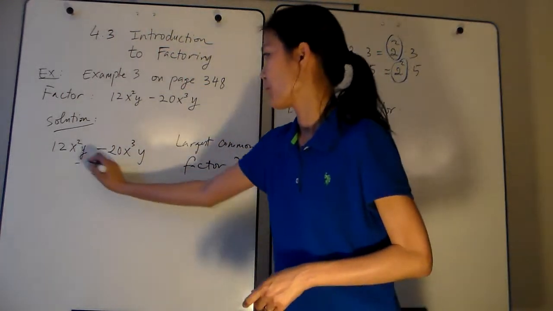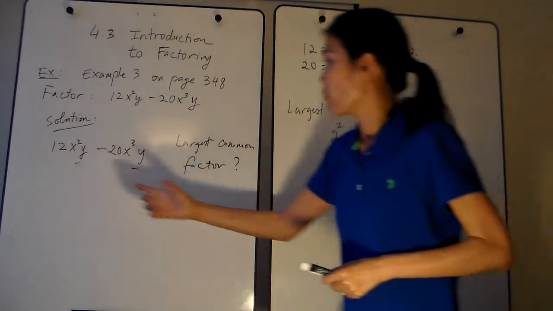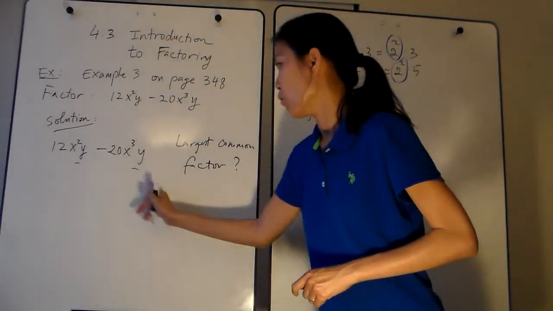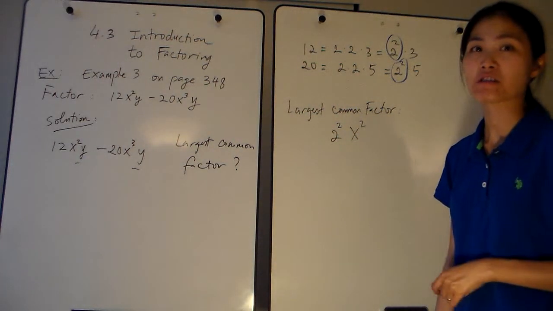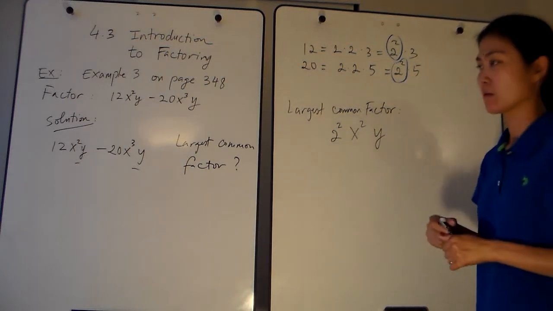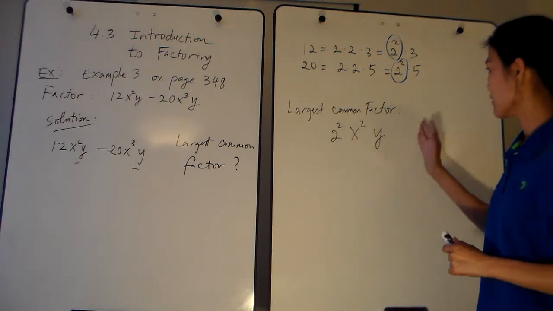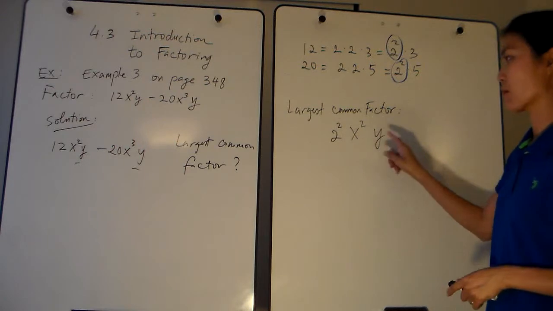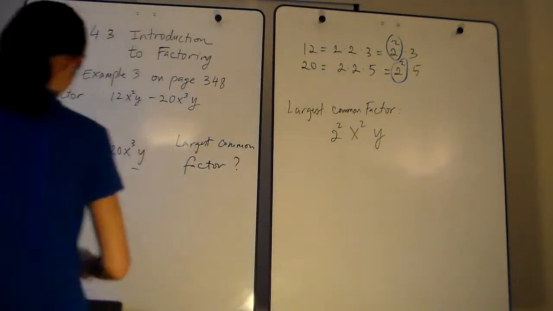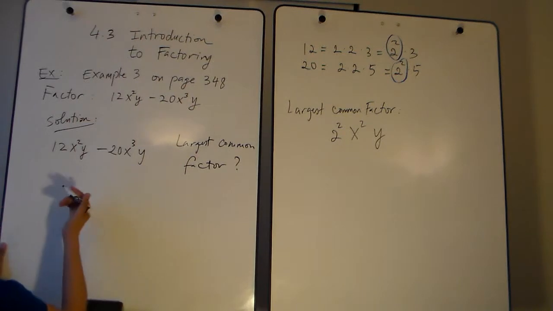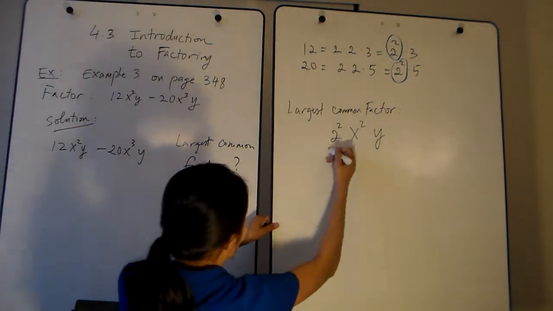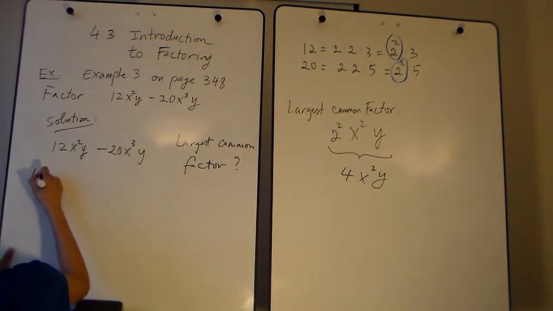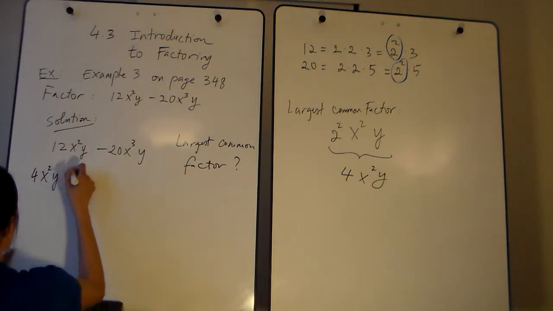Now, for y, we need to look for what common they have. Y and y both have y, and it looks like the largest common factor is just y. So this is the largest common factor for both terms: 2 squared, x squared times y. Knowing that, I can factor out now. Let me simplify: this is equal to 4x squared y, because 2 squared is 4. So factor out 4x squared times y.